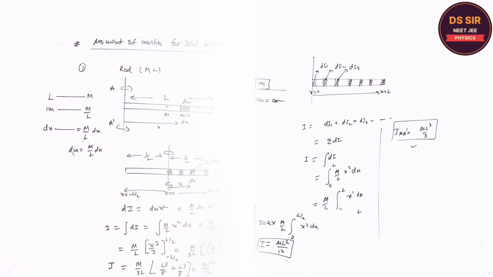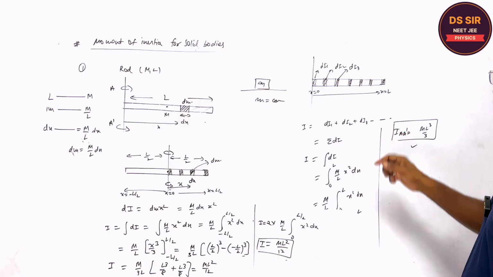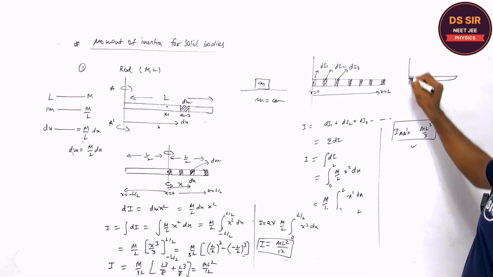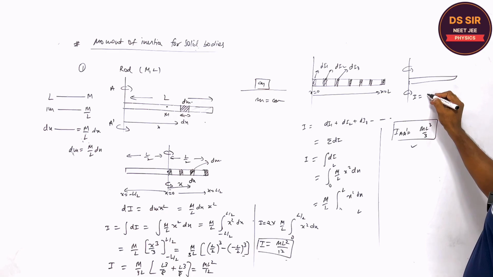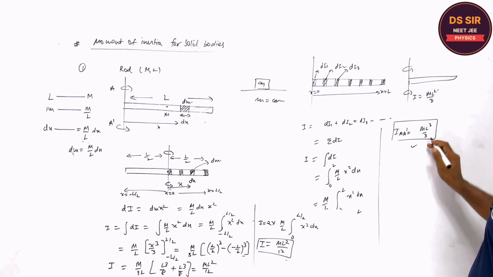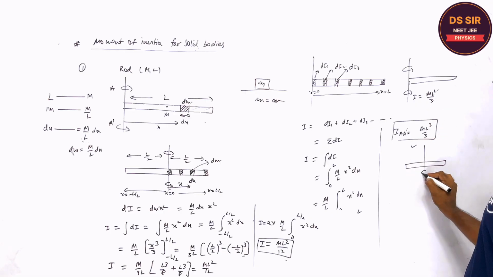Copy this. Okay, so what is the moment of inertia of the rod about one end? You tell. Tell. mL square by 3, right? And what is the moment of inertia about the midpoint?